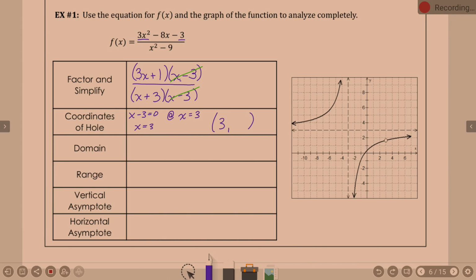I just plug it in. You could plug it into the original, or you could plug it in right here. This one seems easier to me. 3 times 3 is 9, plus 1 is 10, over 3 plus 3 is 6. 10/6. I'm going to write 5/3. Okay.